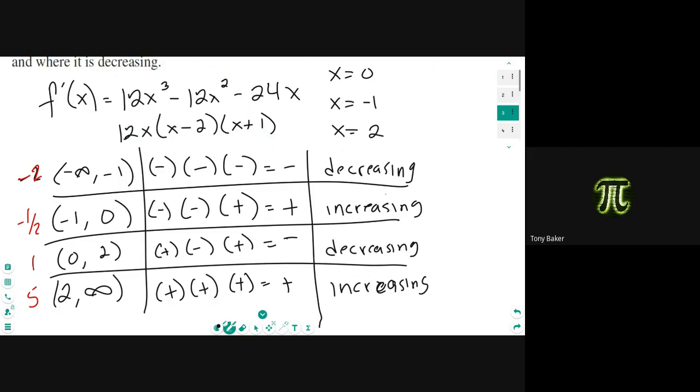That's the reason we're factoring it. We're factoring it to find our critical numbers, but also to easily figure out where it's positive and negative. Okay? That part makes sense?